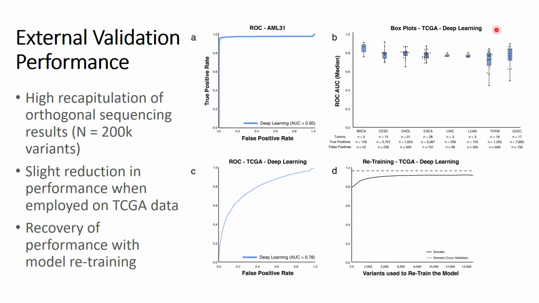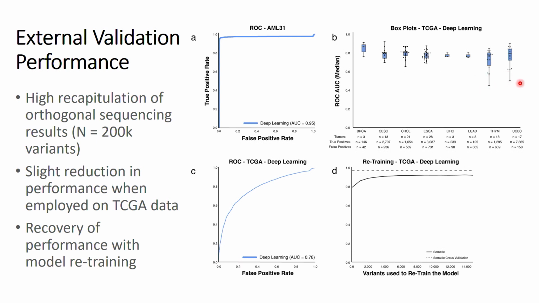The second independent testing set we used was from the TCGA. So we obtained 108 cancer patients from 8 different tumor subtypes. These are shown here on the x-axis, and we parsed out the number of true positives and false positives that were demonstrated by orthogonal sequencing. The resulting ROC AUC for each one of these cases is shown on the y-axis, and that you can see for most of these cases, we very accurately recapitulated the orthogonal sequencing results.